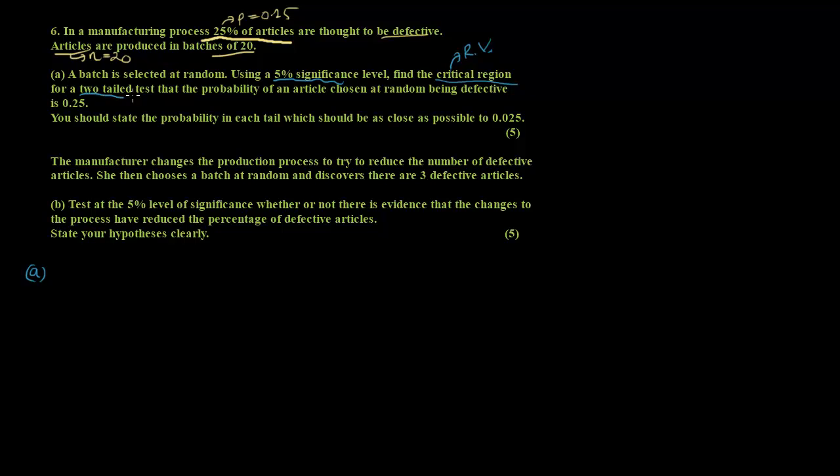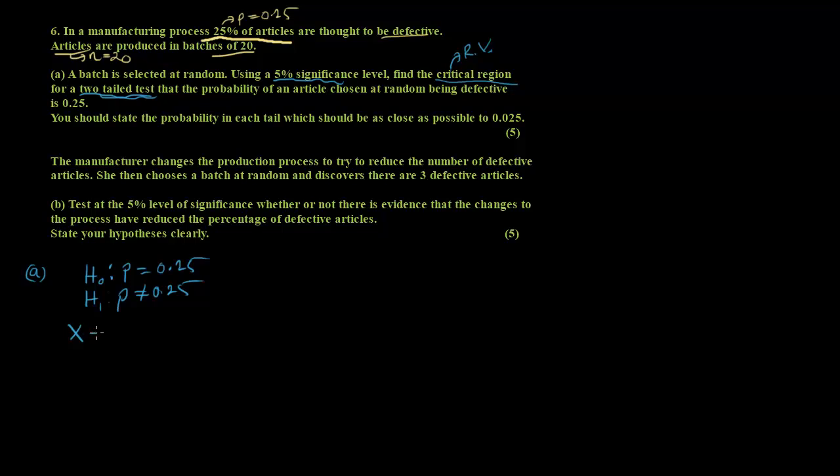For two-tailed means not equal to. Remember that. So if an article chosen at random is defective, the probability is 0.25, which is the probability of success. Let's start. So H naught, the probability is 25%, so that is going to be 0.25. And since it is two-tailed, H1 is going to be not equal to 0.25.